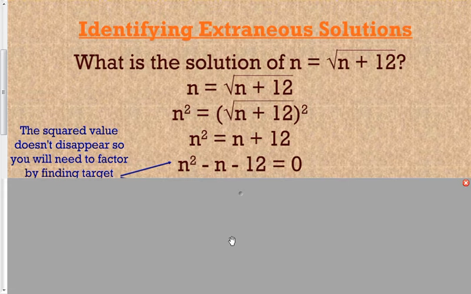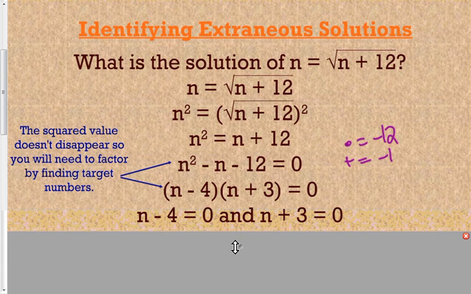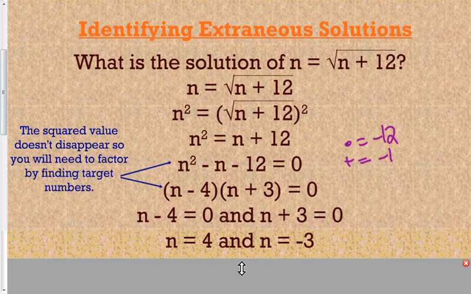Okay, now we can take that and solve it by factoring. What multiplies to equal negative 12 and adds to equal negative 1? I think it's negative 4 and 3. So we have n minus 4 times n plus 3 equals 0. And using the zero property of multiplication, we can set each of the factors equal to 0 and then solve it. So n minus 4 equals 0 and n plus 3 equals 0. And we get n of 4 and negative 3.